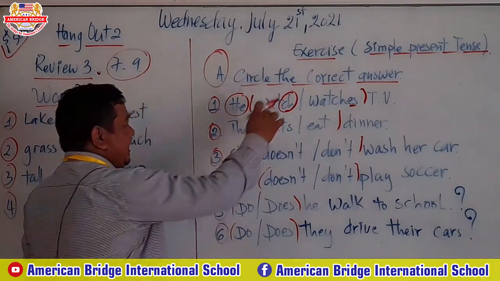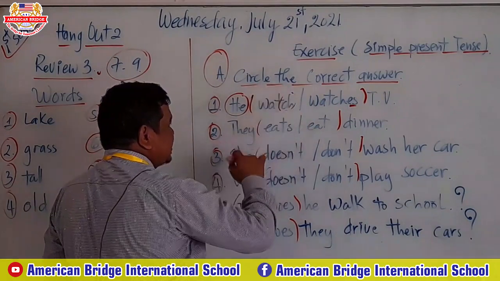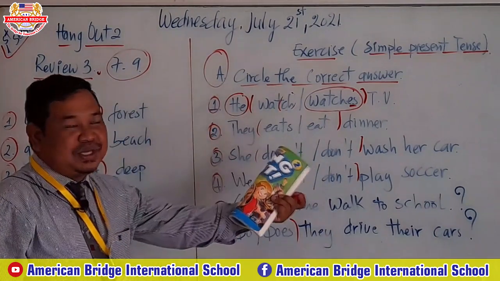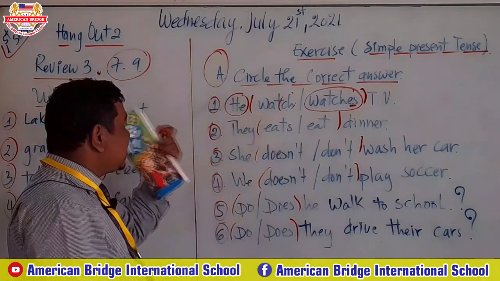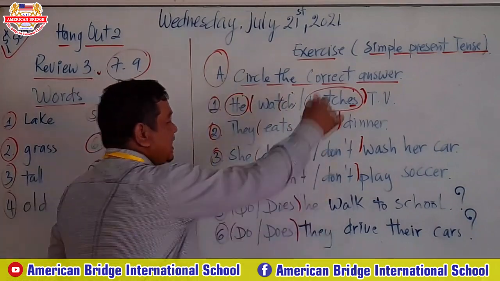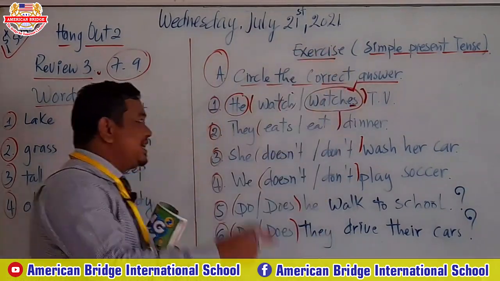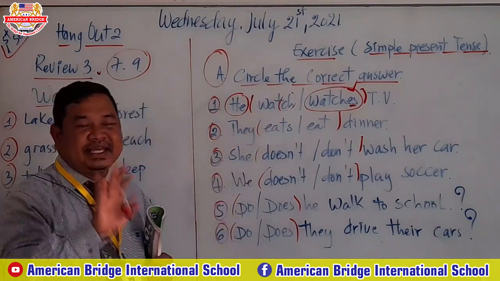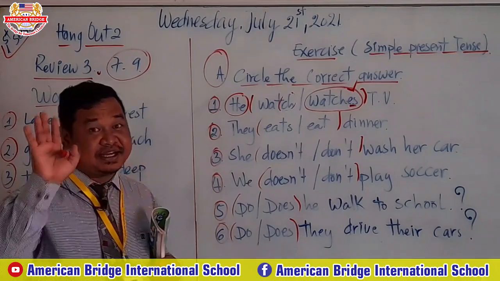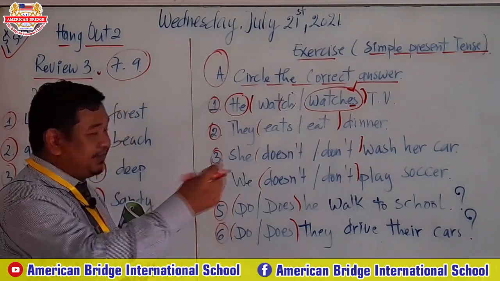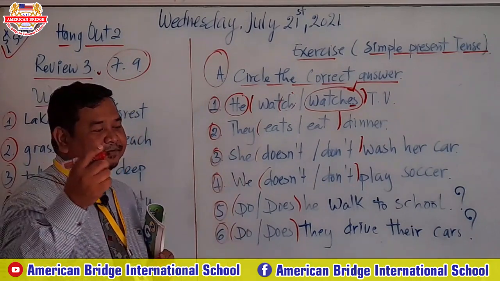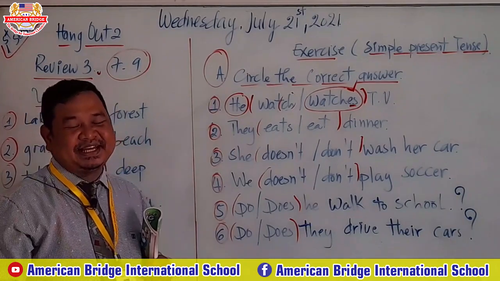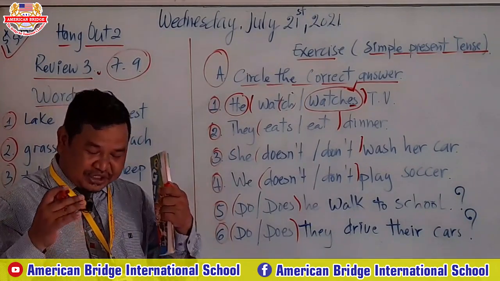That's why the correct answer is what? The correct answer is watches. So he watches TV. TV means television. So this one is correct. Understand? It watches, she watches, Dara watches. You have to add es. Normally on a verb you add s only, but when the word ends in ch, sh, o or s, you have to add es. Understand? I taught you this already.